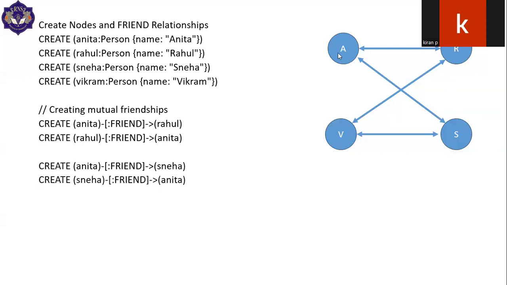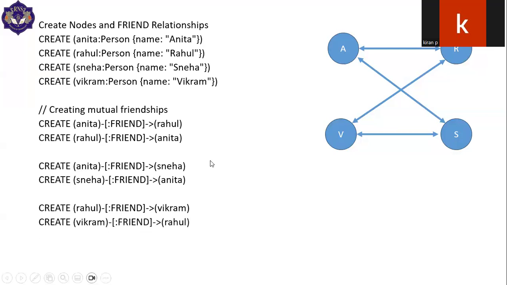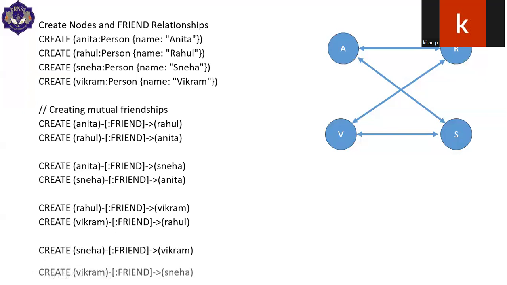Anita with Sneha is being created. Similarly, Rahul is connected with Vikram. Rahul is also connected with Anita. So I'll try to indicate that also. Sneha is connected to Vikram. So I've connected and represented this particular diagram, whatever that I've written. So the graph is being created. So we've created the graph.